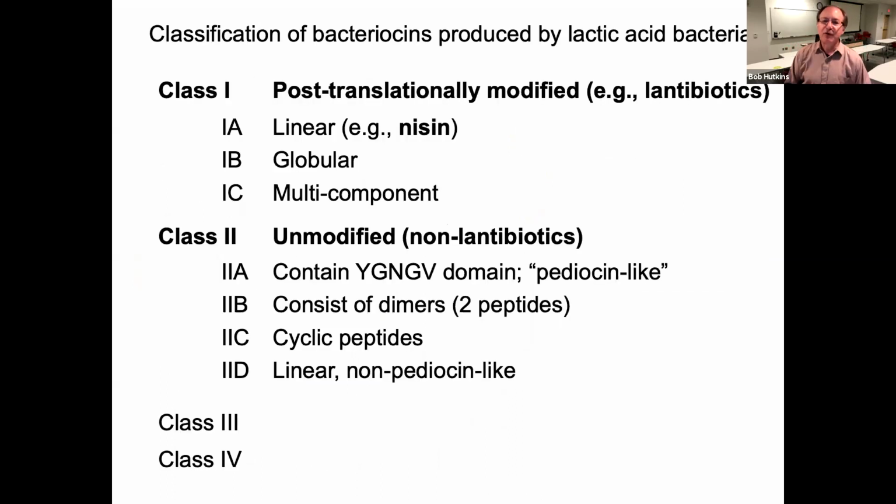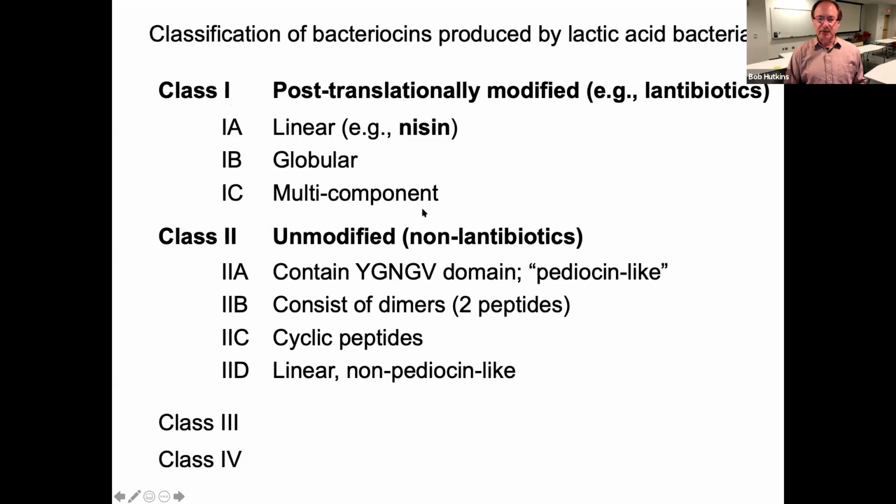Now there's different ways of classifying them. I don't want to get too hung up on it, but there's class 1, class 2, and then there are these subclasses based on the primary, secondary, and tertiary structure of these, and even some of the sequences in these bacteriocins. Some of them are cyclic, some of them are dimers, some have unique amino acid domains, some are globular. The main point that I wanted to make on this slide is that there are two main classes. Don't worry about 3 and 4. Two main classes. There are those that are unmodified.